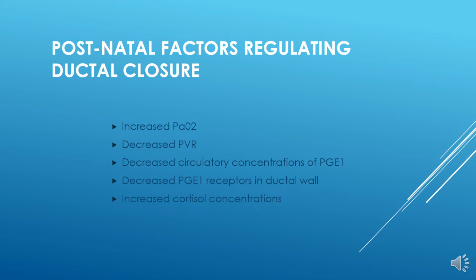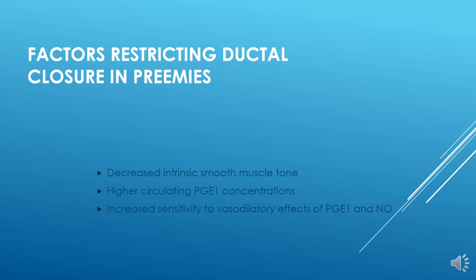The prenatal use of ACE inhibitors is associated with PDA through an unknown mechanism. Both congenital rubella and neonatal sepsis in premature infants are also associations. The factors restricting ductal closure include decreased intrinsic smooth muscle tone, higher circulating prostaglandins, and increased sensitivity to the vasodilatory effect of PGE1.